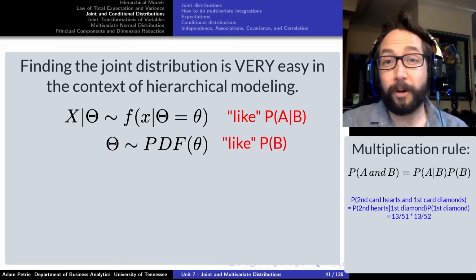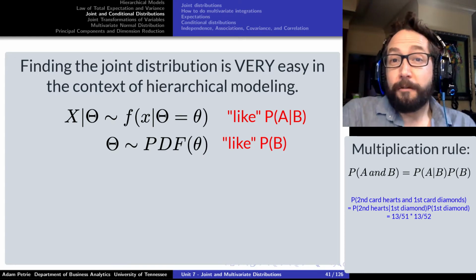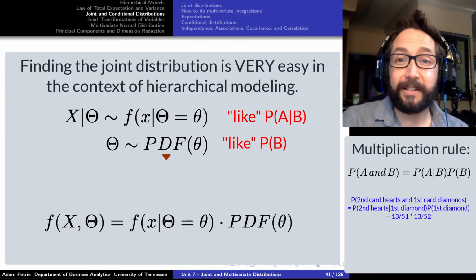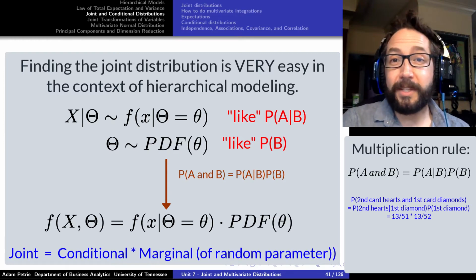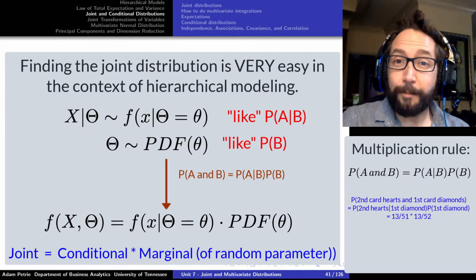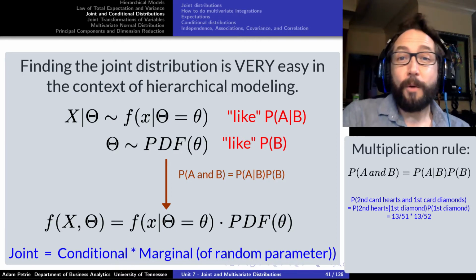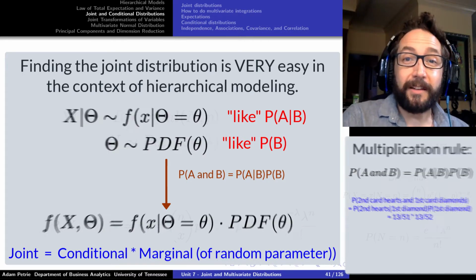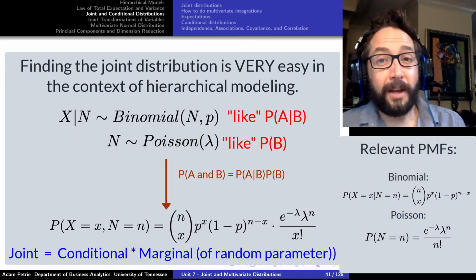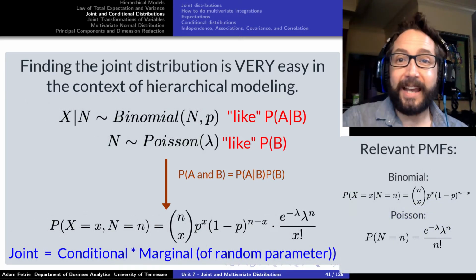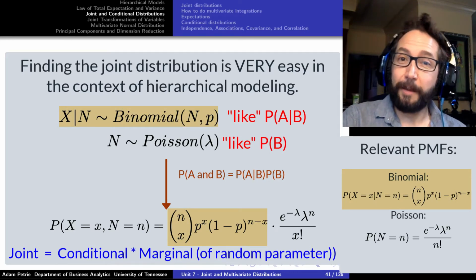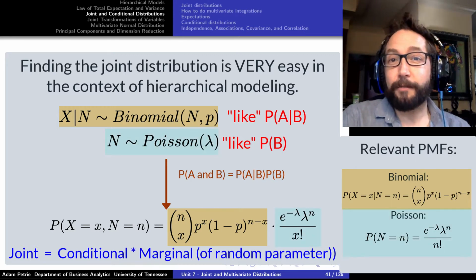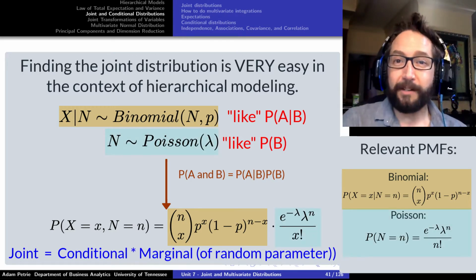And so we see if we work within the hierarchical model framework, recovering the joint distribution is simply as easy as just multiplying our formula for the conditional distribution times the distribution of that random parameter. So if I wanted to know, what is the joint distribution of the number of calls and the number of sales that a telemarketer might make? Well, I can take that binomial conditional distribution of the number of sales given a particular number of successes times the probability distribution we've ascribed to the random number of calls, that Poisson random variable.